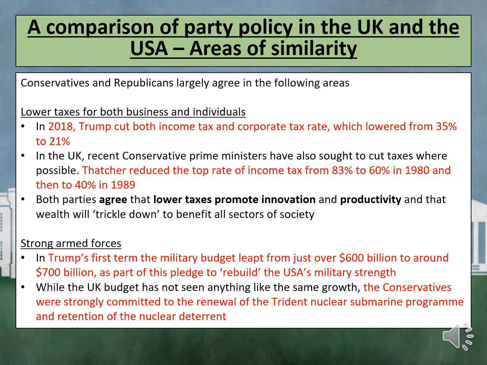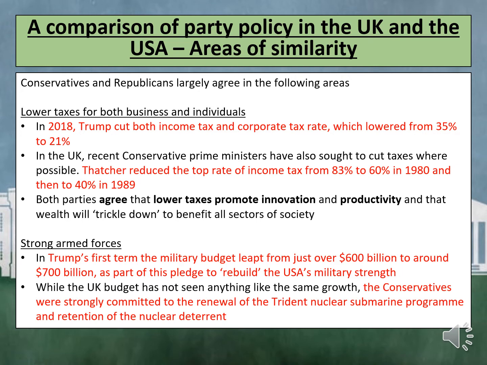Now let's take a comparison of party policy in the UK and the US. At first glance, the comparisons look obvious. Both the UK and US have a party on the right, Conservatives and Republicans respectively, and both have a party on the progressive left strand, Democrats and Labour. However, an examination of their respective manifestos or party platforms in the US reveals a slightly different picture.